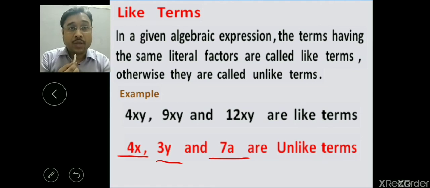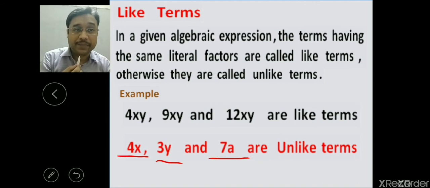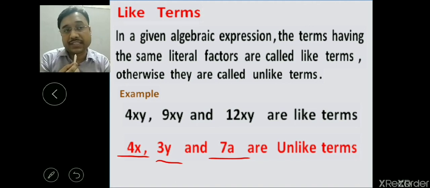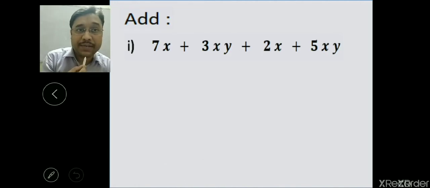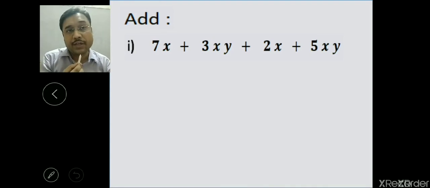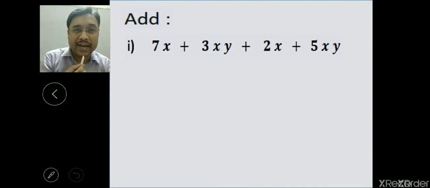Okay, now we know that the like terms you can add easily. Unlike terms you cannot add. If it is given 4x plus 3y, that will be written as 4x plus 3y only. Okay, you cannot combine those terms and you cannot make it one term. But the like terms you can add. For example, see this expression: 7x plus 3xy plus 2x plus 5xy. So add these terms.